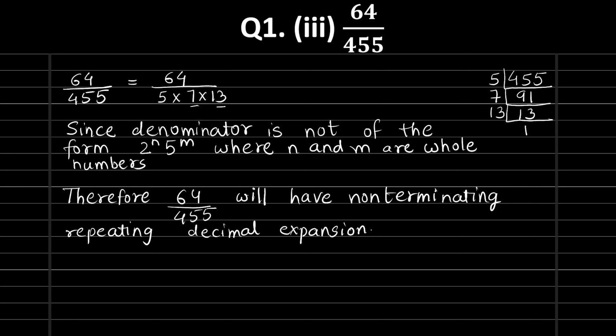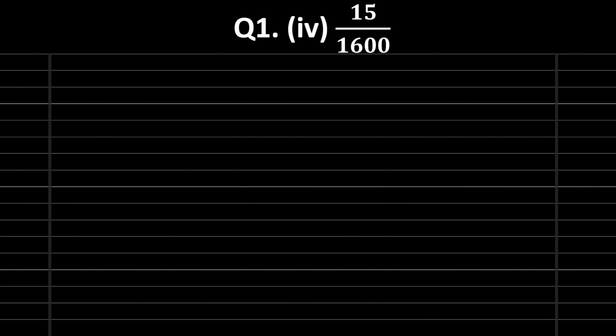So simply only one thing that we have to see over here is whenever we do the prime factorization of the denominator, is the denominator having any other prime factors apart from 2 and 5? In case if it is having any other prime factors apart from 2 and 5, then it will have non-terminating, repeating, decimal, expansion. Now, this is the fourth subpart of question number 1. Here, in the denominator, we have 1600. The question is 15 upon 1600. So, in the denominator, we have over here 1600. Let's do the prime factorization of 1600.